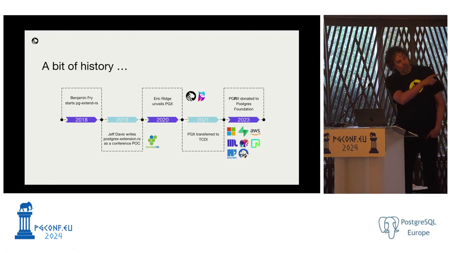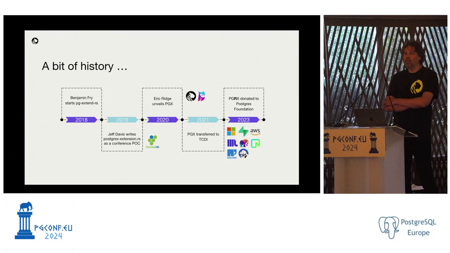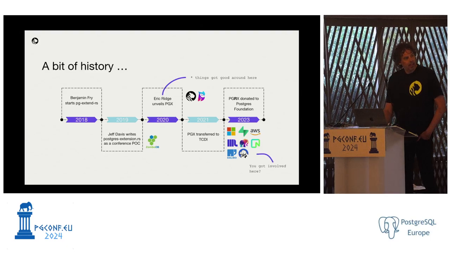I like this group of elephant logos here. Dalibo have PG Anonymizer, which is written in PGRX. Crunchy released an extension in PGRX the other day, which I thought was really interesting because Crunchy, up until now, were just releasing things in C, and now they've got an extension in PGRX as well to deal with Parquet files. So from my perspective, it's really taking off. In the early days, it was hard to get people to look at this thing because people were really skeptical. But now you can see by the type of companies that are using it, it's really clicking. We just need Google in that lineup, and we've got all the hyperscalers. So I would say that things got good around there. And hopefully you all are going to get involved around about here.